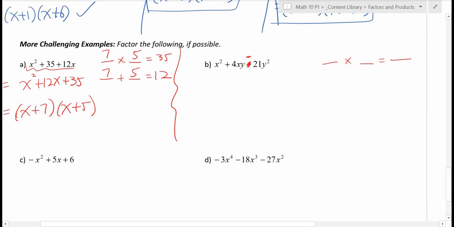We should be looking for two numbers multiplied to -21 and add to +4.